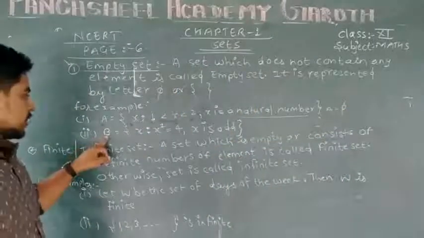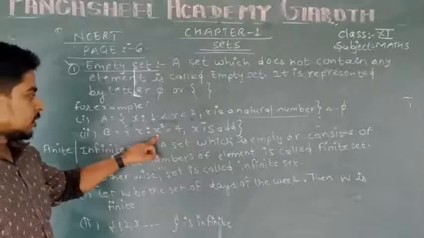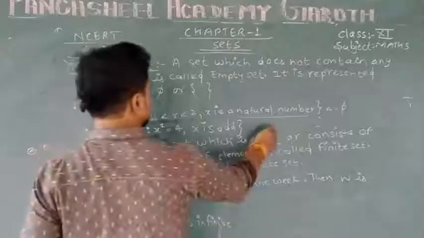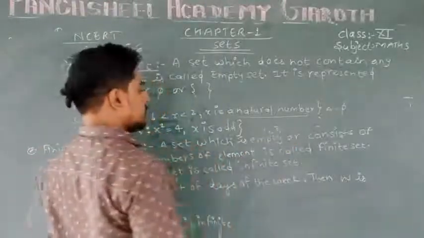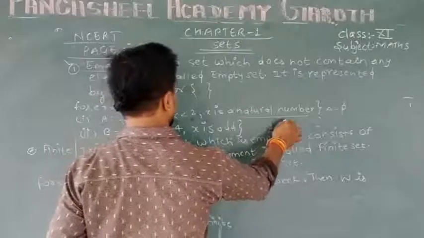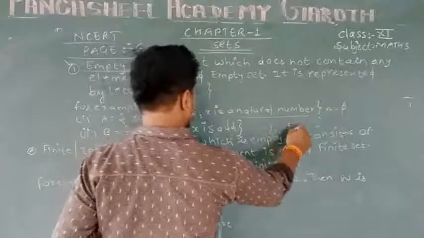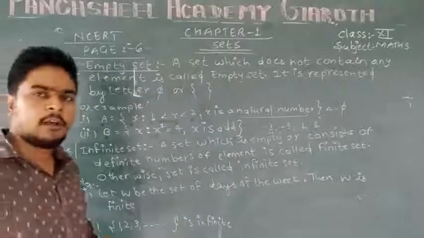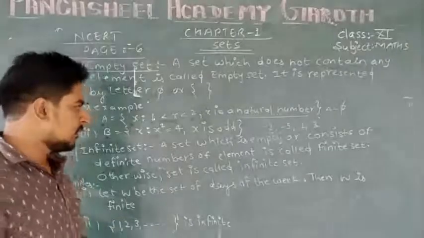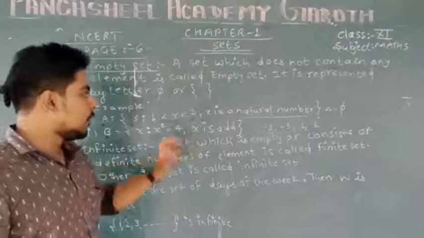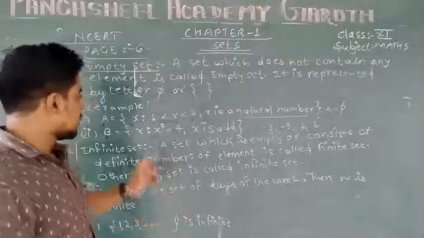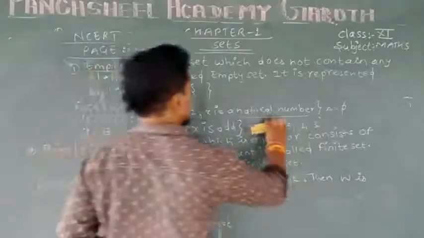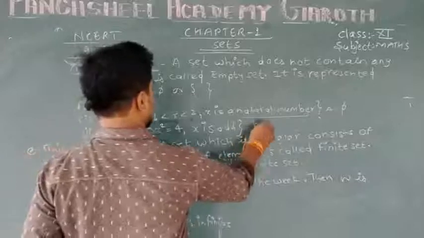Whereas in the next question, x is such that x squared is 4 and x is an odd number. We know that the odd numbers are 1, 3, and if we talk about integers, then minus 1, minus 3, 1 and 3. But we also know that the square of an even number is also an even number. So there is no odd number whose square will be an even number. Therefore, we can say that this is also the empty set. It means that D is also equal to phi.